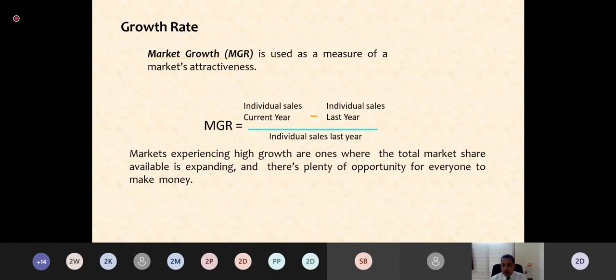Some category of products or some category of business units, we call them stars in the company. Why?